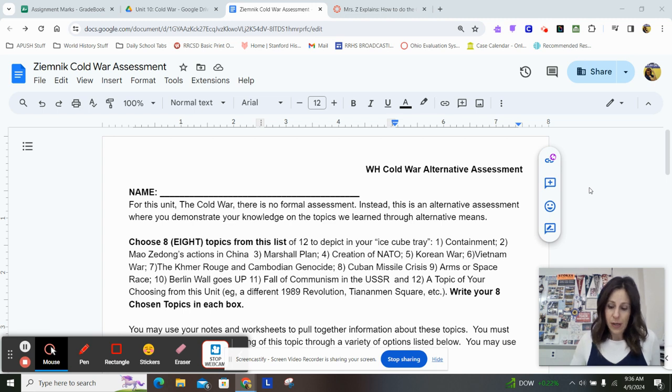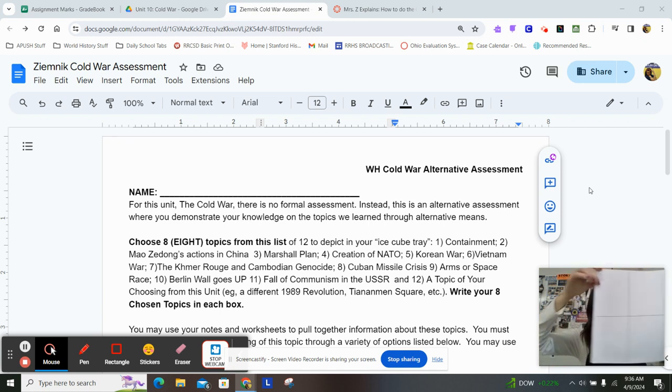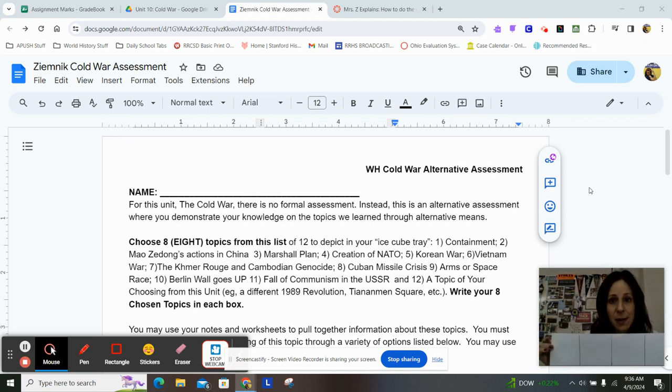First of all, for our Cold War, we have a theme of an ice cube tray. Get it? These are the ice cubes. So this is our theme. I will provide the paper. And as you can see, there's 8 different spots in there. Some of you will have 6, so you'll just follow these instructions for 6.